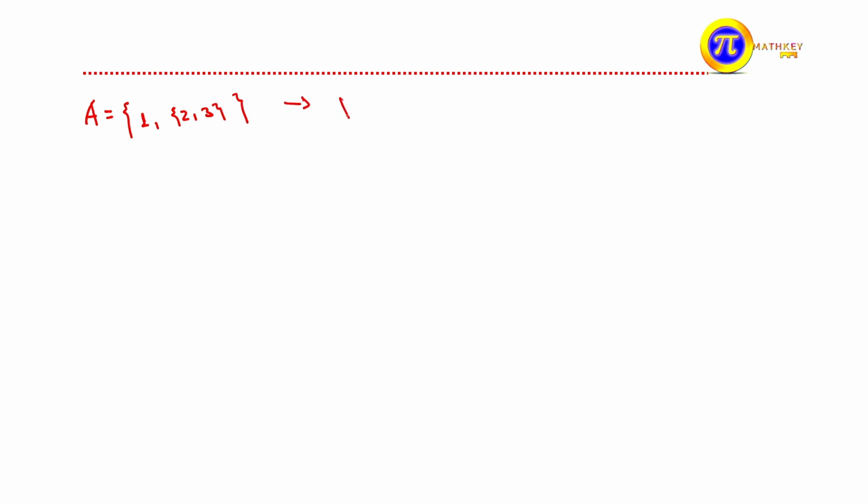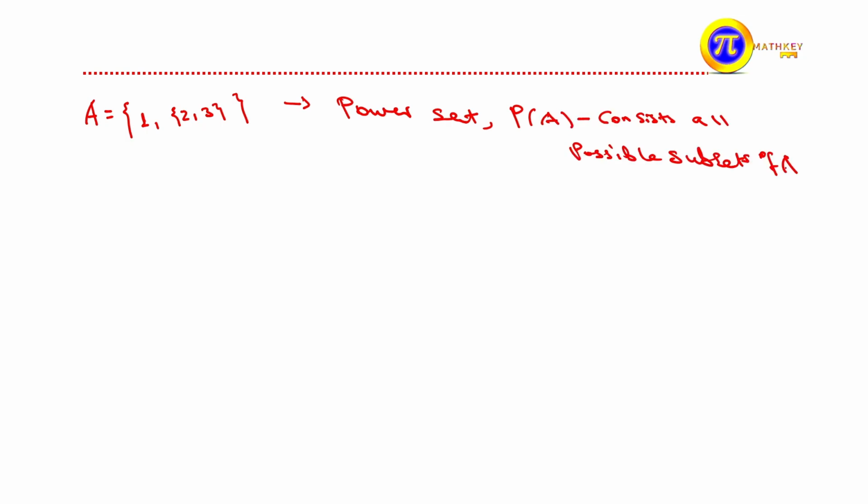A set consisting of the power set, or we can denote it as power set of the given set A. This means it consists of all possible subsets of A, everything that is a subset of A. What is that? The empty set is a subset of set A. The set consisting of one element is a subset of A. The set consisting of 2 and 3 together is also a subset of set A. And the last one, set A is also a subset of itself.